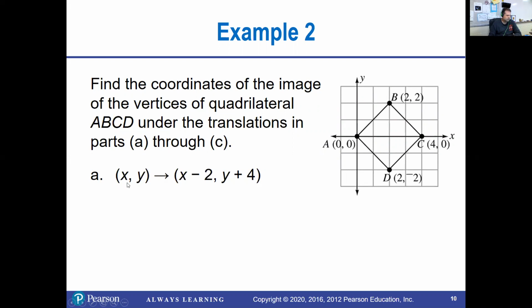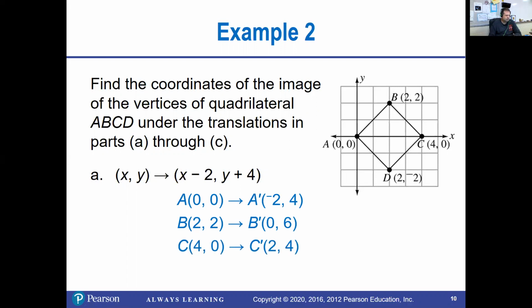So if I'm going to move xy to x minus 2 and y plus 4, I'm going to take a value, add from 0, 0, minus 2 plus 4. I would get A prime to be negative 2, positive 4. I'd add to B, which is 2, 2, to get 0, 6.